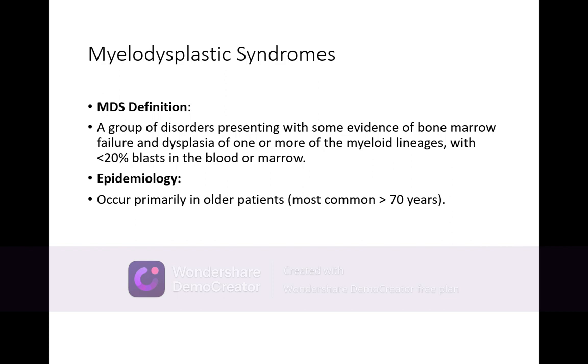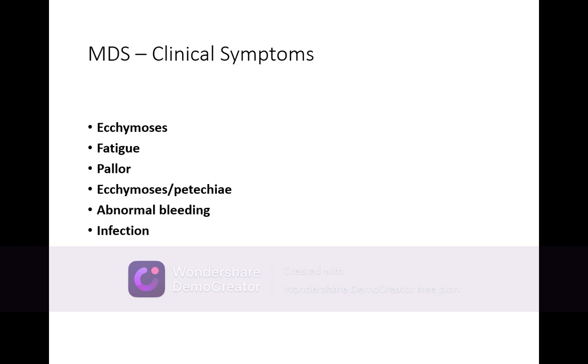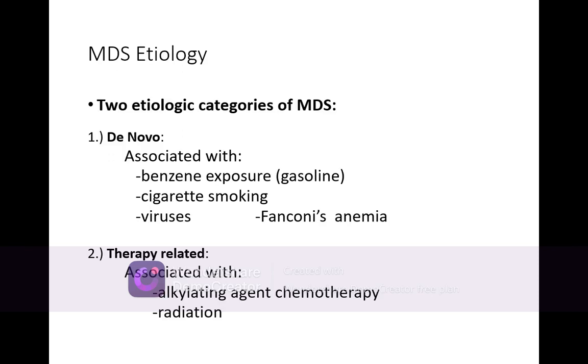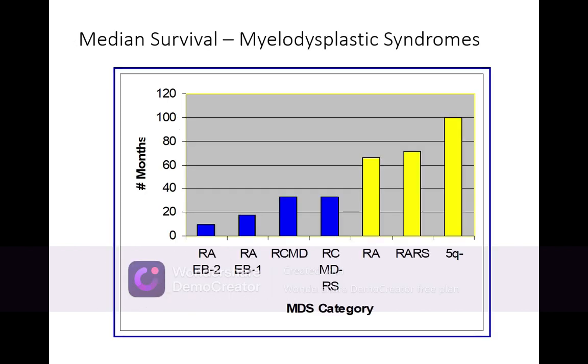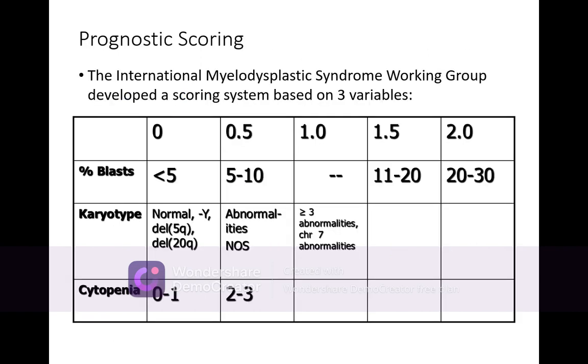These are conditions which you see in the geriatric population, more than 70 years of age. Because the cell lines are affected, the presentations are cyanosis or fatigue, pallor, abnormal bleeding, and repeated infections. These are the presentations which come with anemia. The MDS etiology is de novo, we don't know exactly. I have already mentioned benzene exposure, cigarette smoking, viruses, Fanconi anemia, alkylating agents, chemotherapy, radiation, etc. The median survival in myelodysplastic syndrome: it is definitely a condition which will go into chronic myeloid type of leukemia.